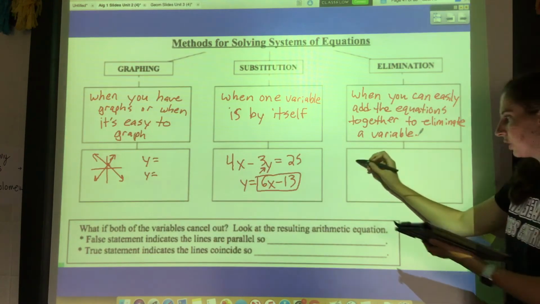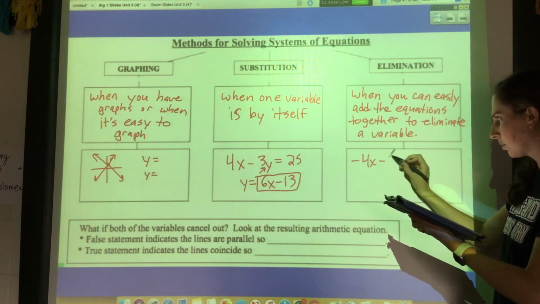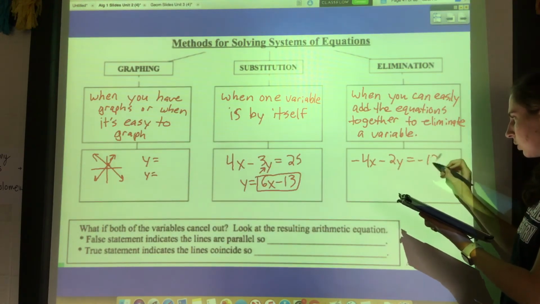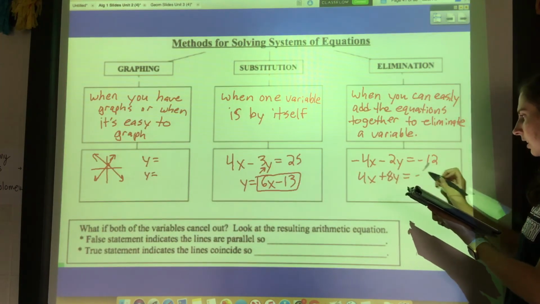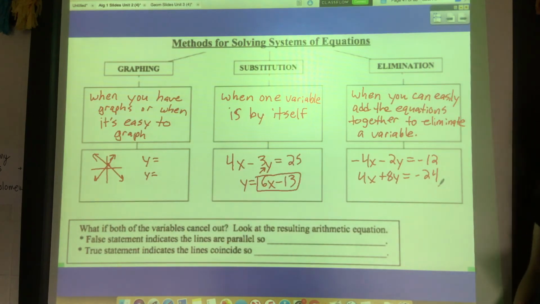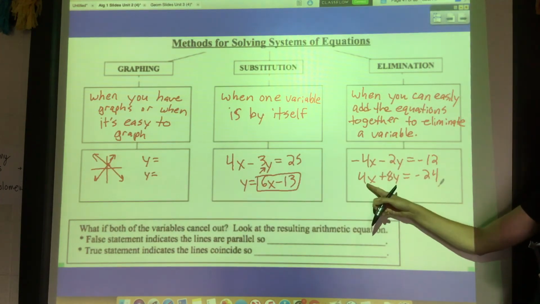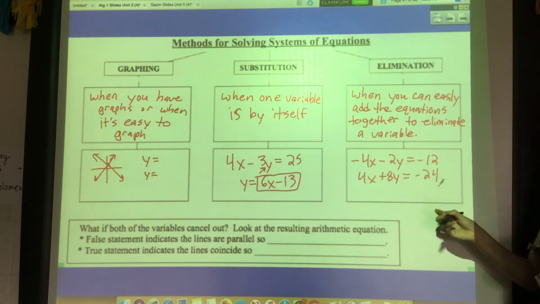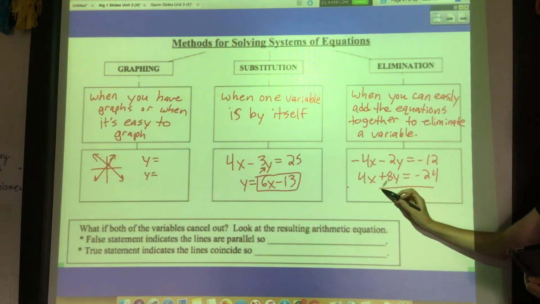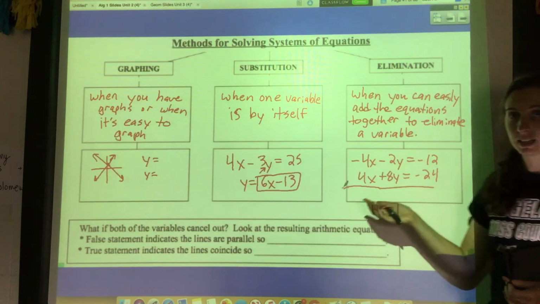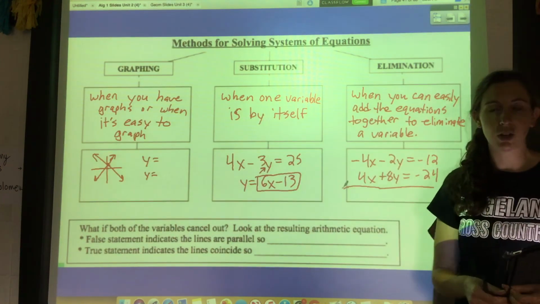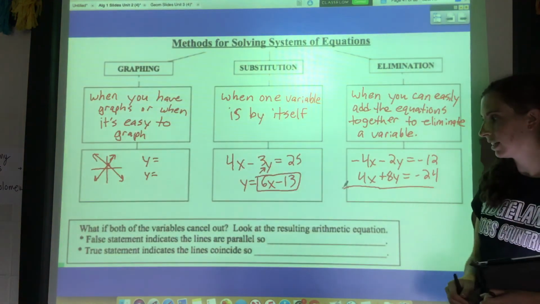For example, if you had negative 4x minus 2y equals negative 12, and 4x plus 8y equals negative 24. You see how I could pretty easily, everything lines up, the x's, the y's, the constants, and I could add them up and very easily eliminate that x variable. So that's a good time to use elimination. But you get to pick. If you prefer one method over the other, feel free to use that method.